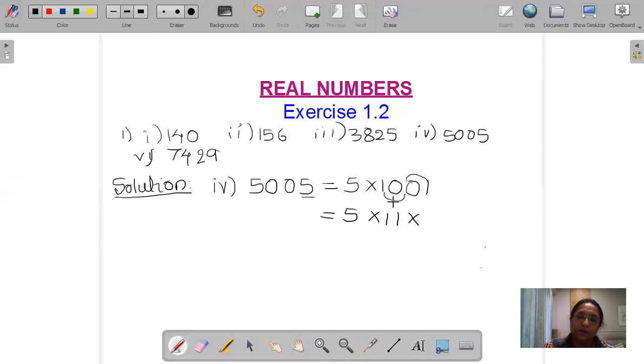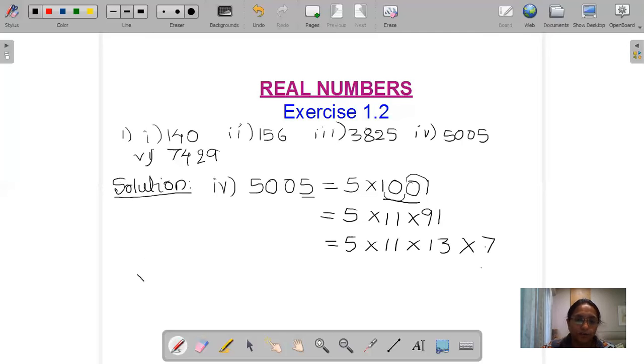11 nines are 99, 1 is remaining, so 11 into 91, which is equal to 5 into 11 into 91. Now 91 is divisible by 13: 13 into 7. Again, these are all prime numbers. Then you cannot factorize any further. So this is the prime factorization of 5005.